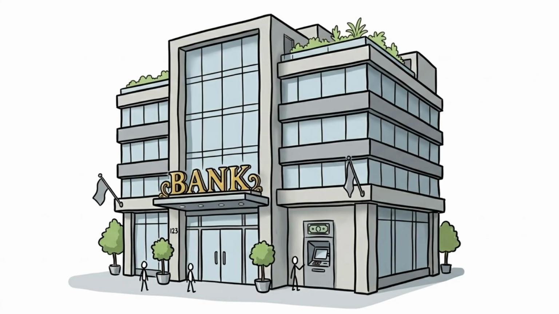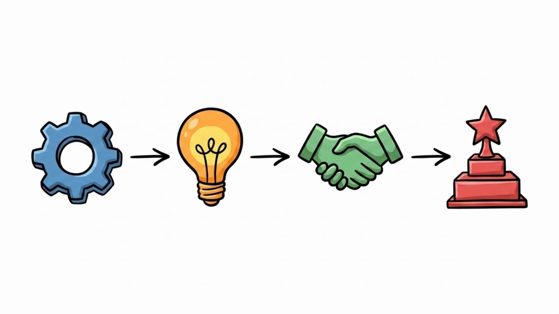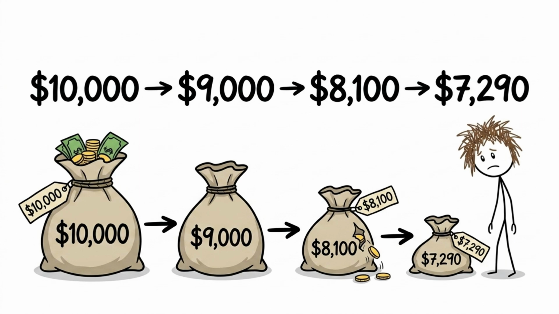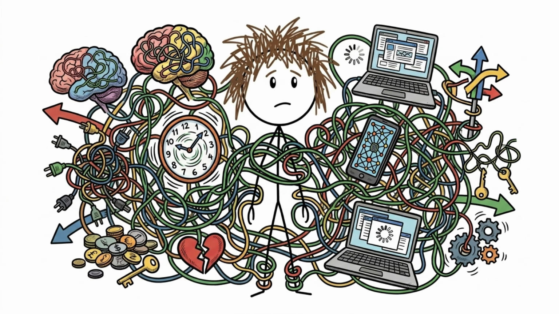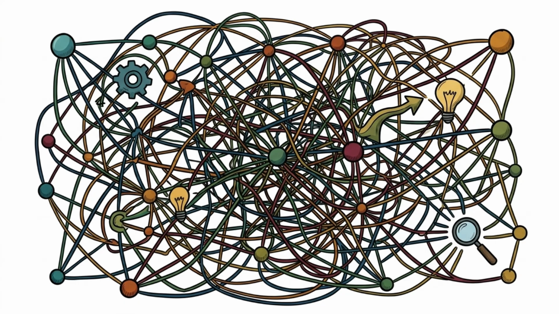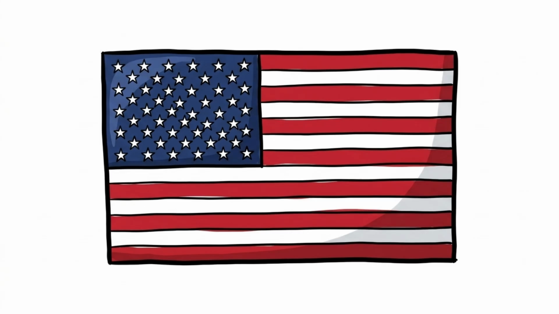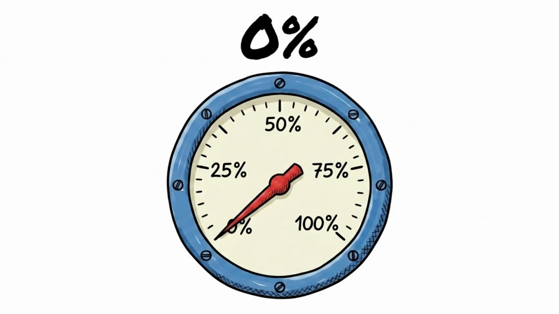But real banking doesn't operate as a mechanical chain where $10,000 to $9,000 to $8,100 to $7,290 forever. The actual relationship between reserves, deposits, lending, and money creation is much more complicated. And in today's US system, the reserve requirement is 0 anyway.